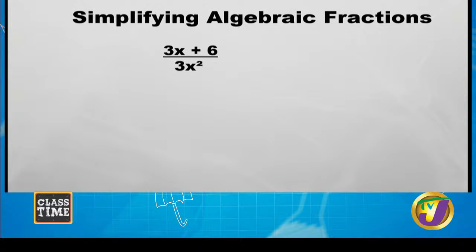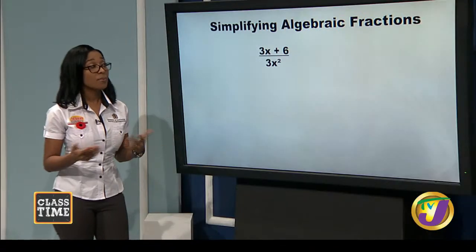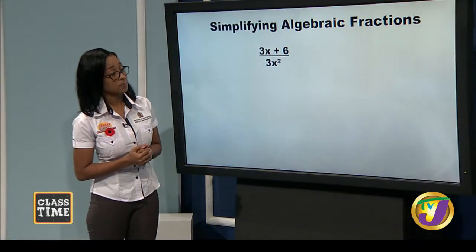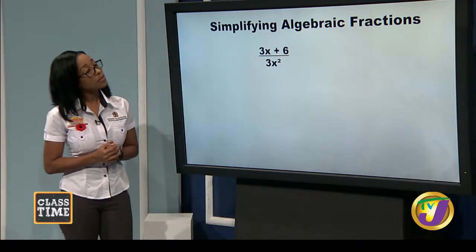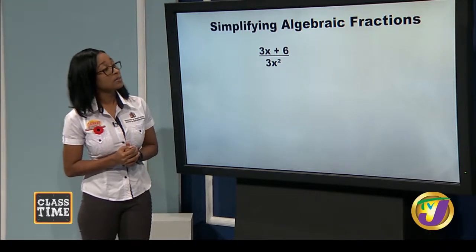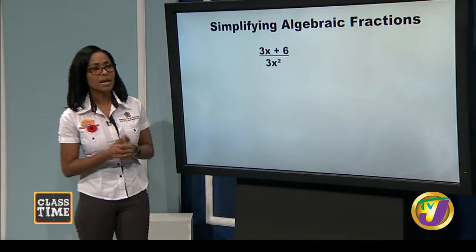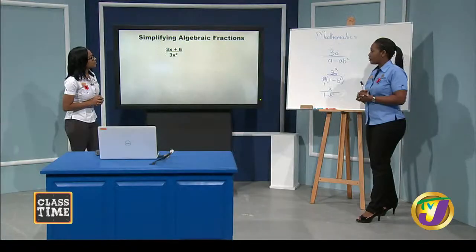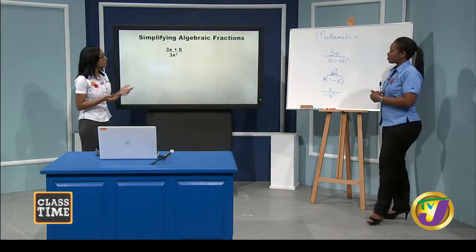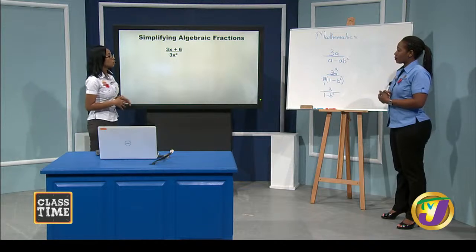Now, based on what we would have been doing earlier, we know that we would have to look at our numerator and denominator, recognize if there's an expression, and then we do our simplification by finding the highest common factor. So if we look at our numerator, we know that our highest common factor in our numerator would be 3. You think I'm correct, Tamika? Yes, you are definitely correct. Yes, it's 3. So we know we would have 3 open bracket x plus 2.